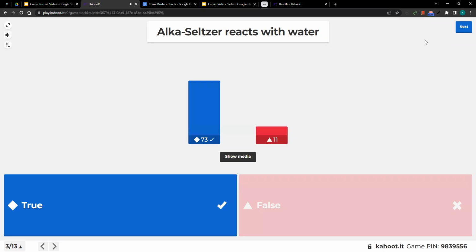So coffee grounds into Alka-Seltzer. 73 of you decided to listen to me and understand that Alka-Seltzer reacts with basically all the liquids, including water. Good job.